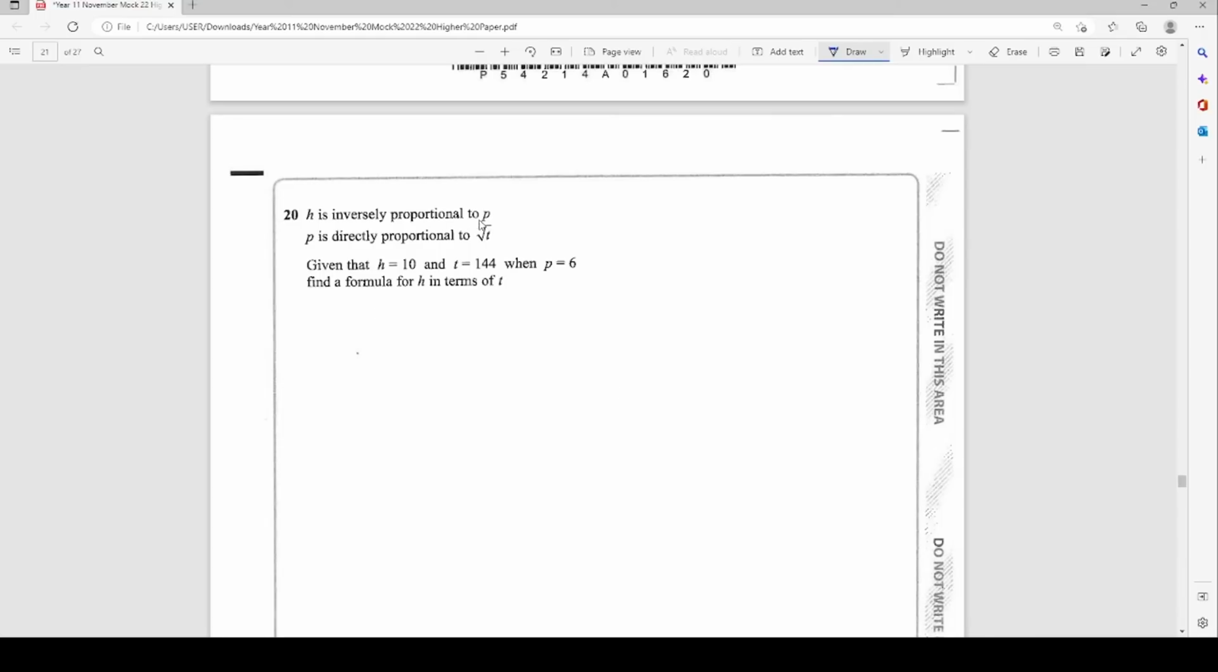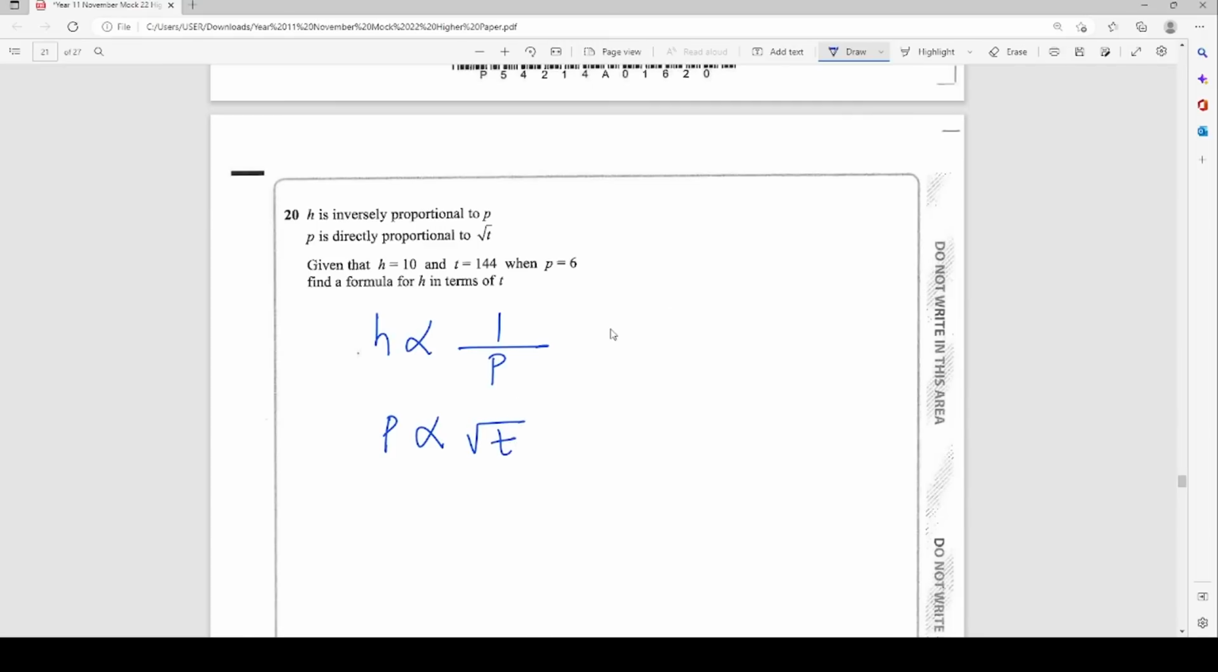So h is inversely proportional to p. It means if p increases, h has to decrease. If h is increasing, it means p has to decrease. And we have got p is directly proportional to root t. So we have got two parts over here.